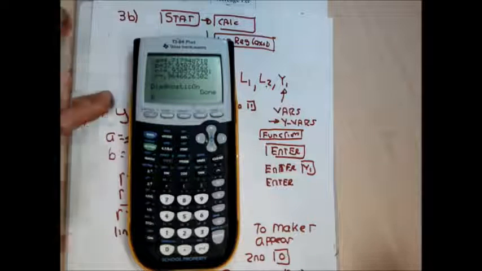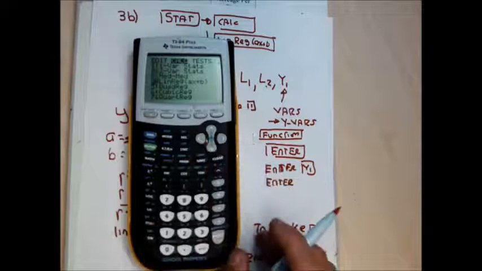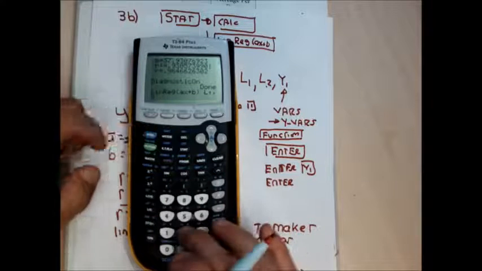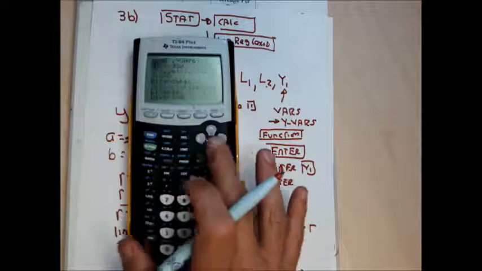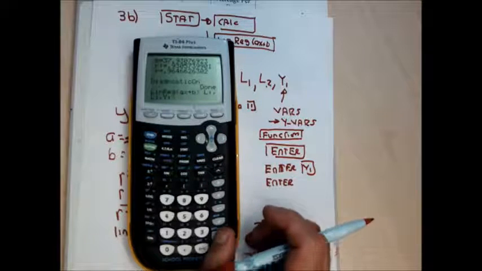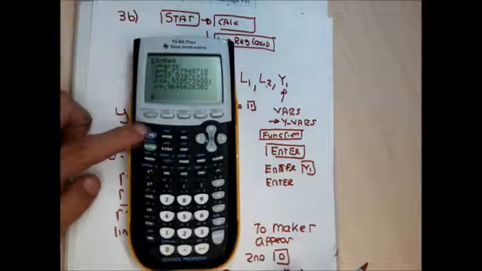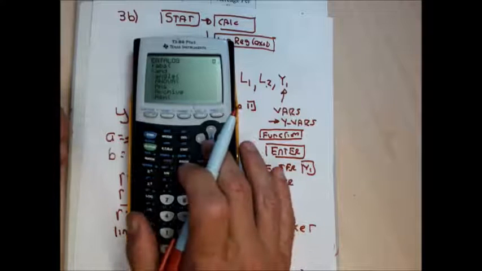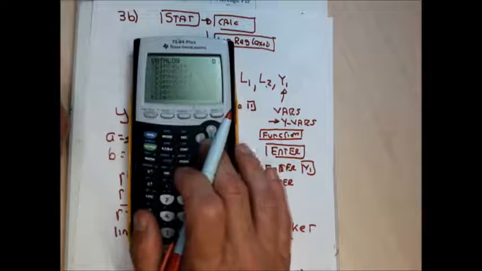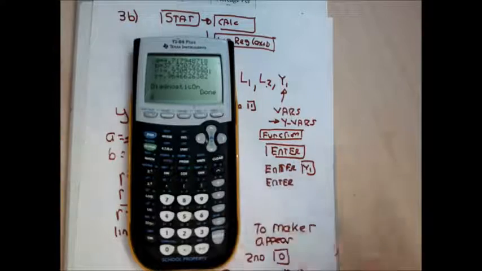And now if you redo the computation, go stat, calc, down to linear regression, second and 1 for L1, comma, second and 2 for L2, comma, vars, y-vars, enter on function, enter on y1. And when you hit enter, it will give you the r's. So if you didn't get the r's, you have to turn your diagnostics on by hitting second and 0, going all the way down to diagnostics on. And once you get to diagnostics on, you just hit enter twice, and then you're done.